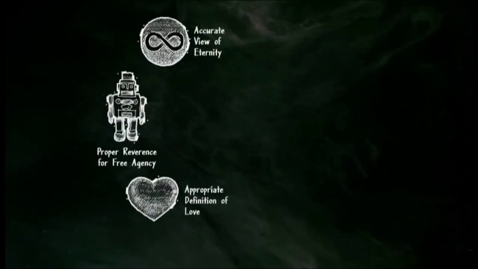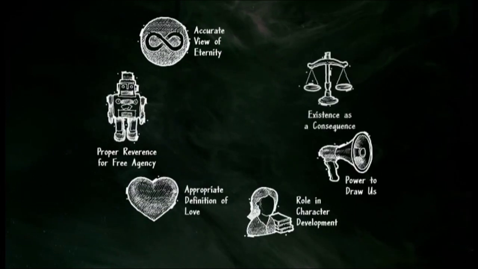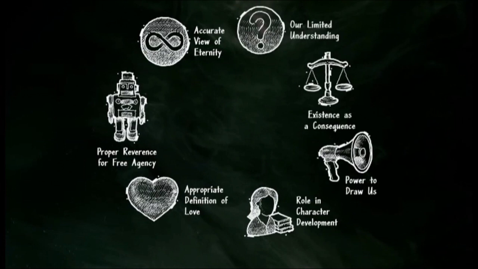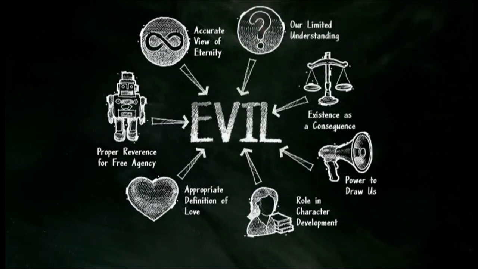Here's a diagram that I think illustrates all of the pieces that have to be in place. Number one, we have to understand what eternity is and how eternity impacts the equation. We also have to know the proper role of free agency, the proper definition of love, how God might use this to develop our character, how God might even use this to call us to Him, also the consequence of our behavior just as justice demands, and finally, our limited understanding as humans.